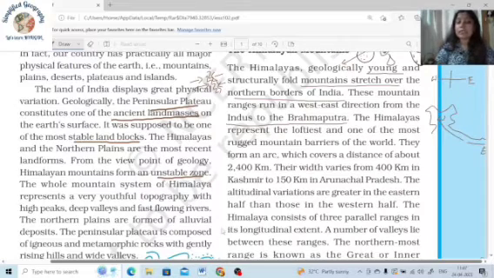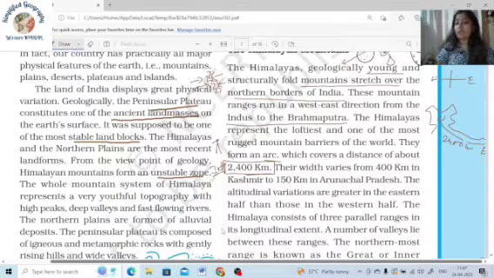The Himalayas represent the loftiest and one of the most rugged mountain barriers of the world. As we know, the highest mountain peak is Mount Everest, which is of the Himalayan ranges. They form an arc which covers a distance of 2400 kilometers. This is very important for your exam, for MCQs as well. 2400 kilometers, it stretches from west to east.